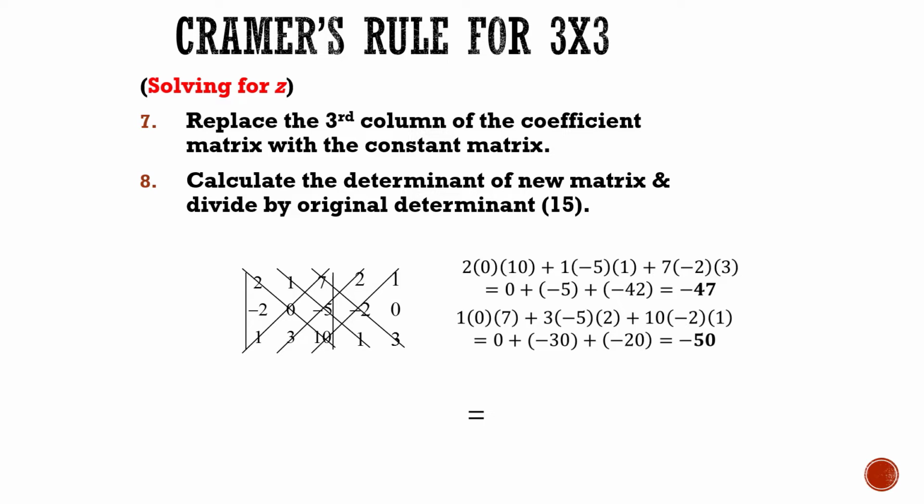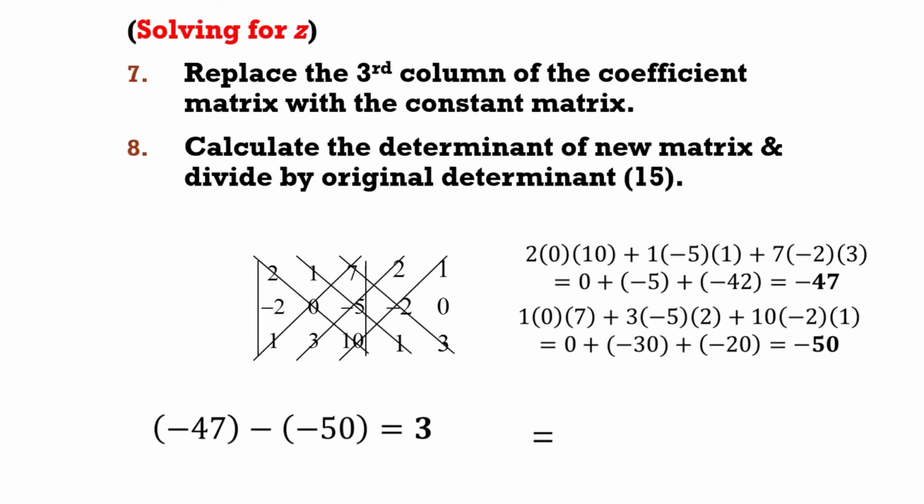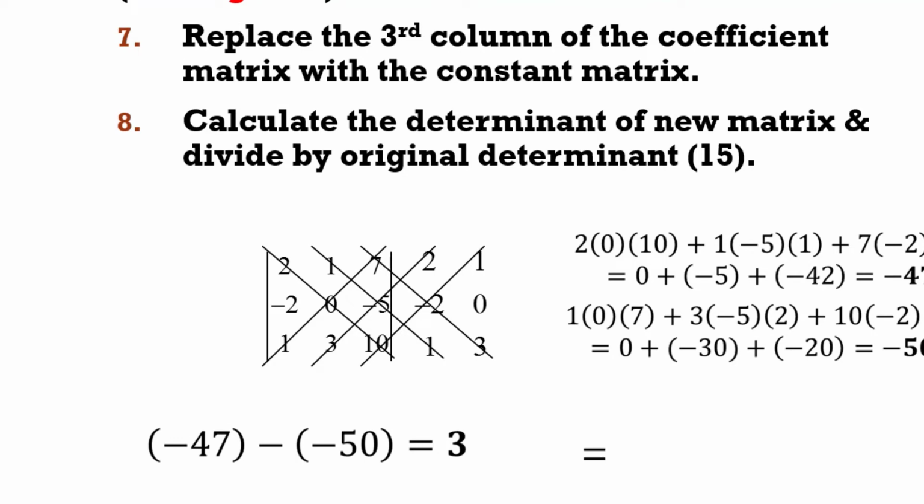So when we subtract leading minus other diagonals, we get negative 47 minus negative 50, resulting in 3. So to look for our z, it is determinant of z over original determinant, which is 3 over 15. When we solve, we get 0.2.